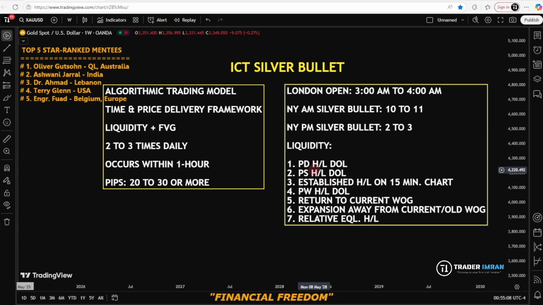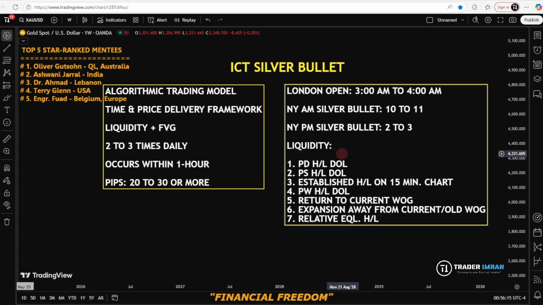I have listed here: previous day high low draw on liquidity, previous session high low draw on liquidity, established high low on 15 minutes chart, previous week high low draw on liquidity, return to current or old week opening gap, expansion away from current or old week opening gap, relative equal highs or lows. These 7 types of liquidity can be used for this strategy.